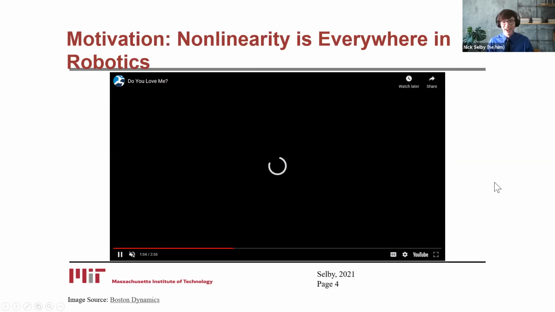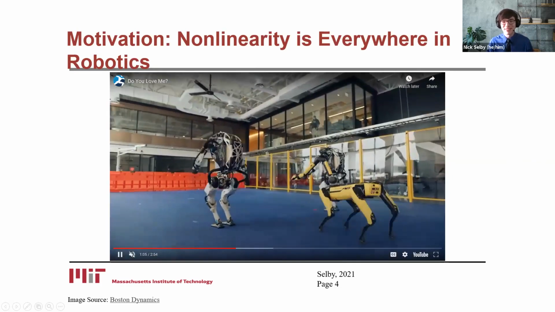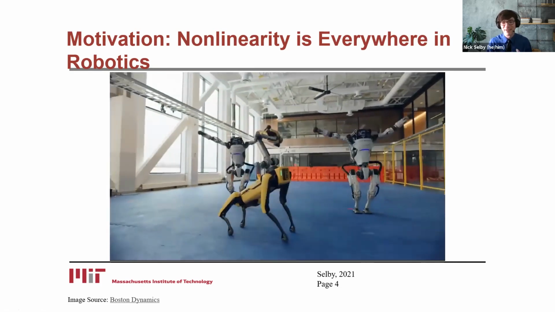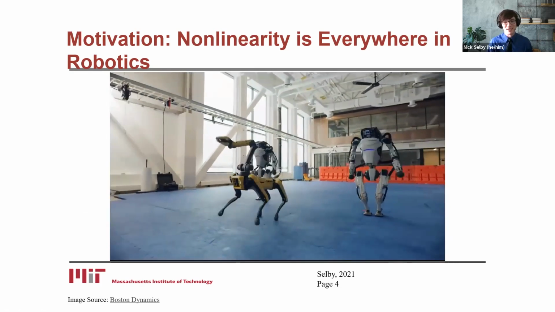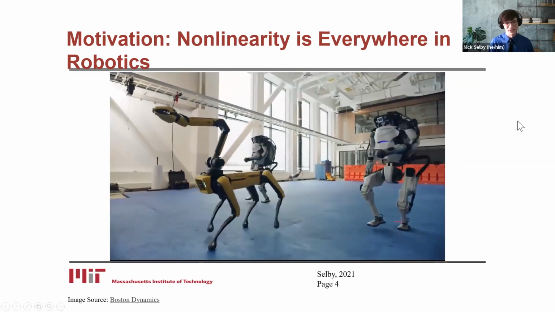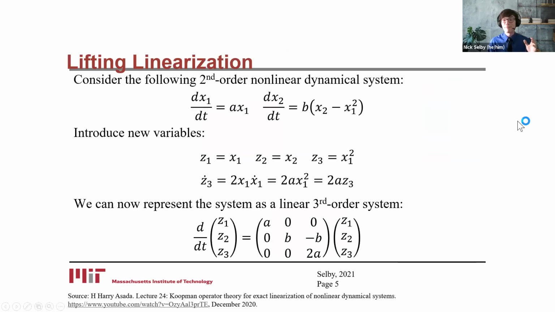We can accomplish some pretty amazing feats with linearization. So Boston Dynamics dancing robots are just one of my favorite examples of linearizations being used to accomplish some pretty spectacular engineering feats. It's a great music video. One particularly smart way to linearize a dynamical system is using a lifting linearization.